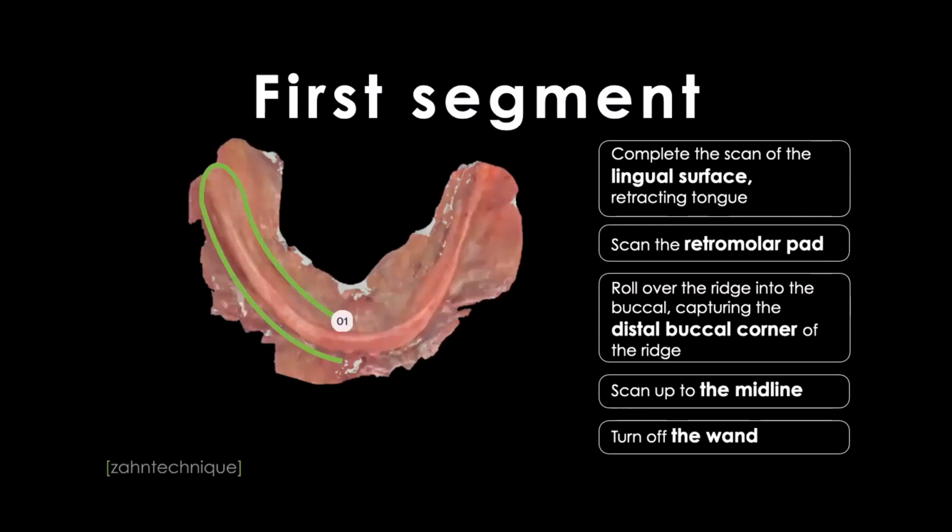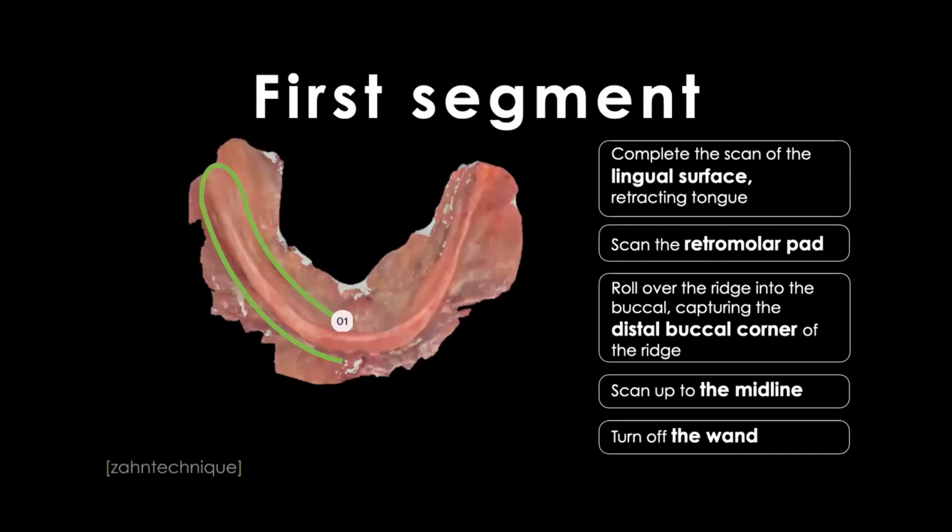So we complete the scan on the lingual surface. We retracted the tongue so that the lingual is nicely captured, right? We scan the retromolar pad, which is a very important landmark. Roll over the ridge into the buccal, capturing the distal buccal corner of the ridge. Scan up to the midline, turn the wand.